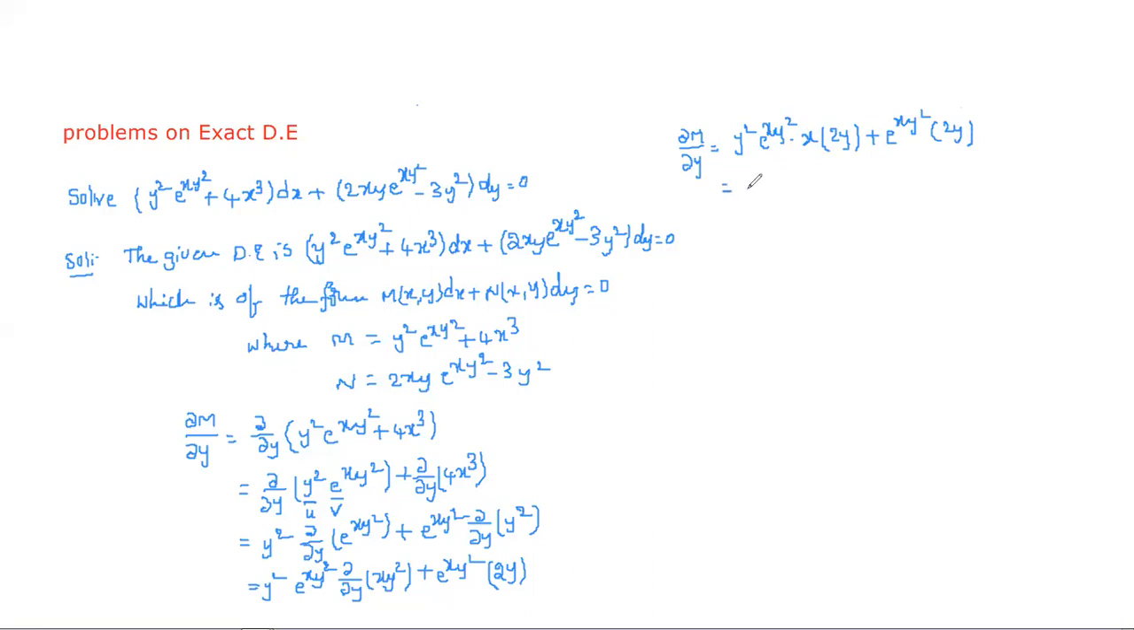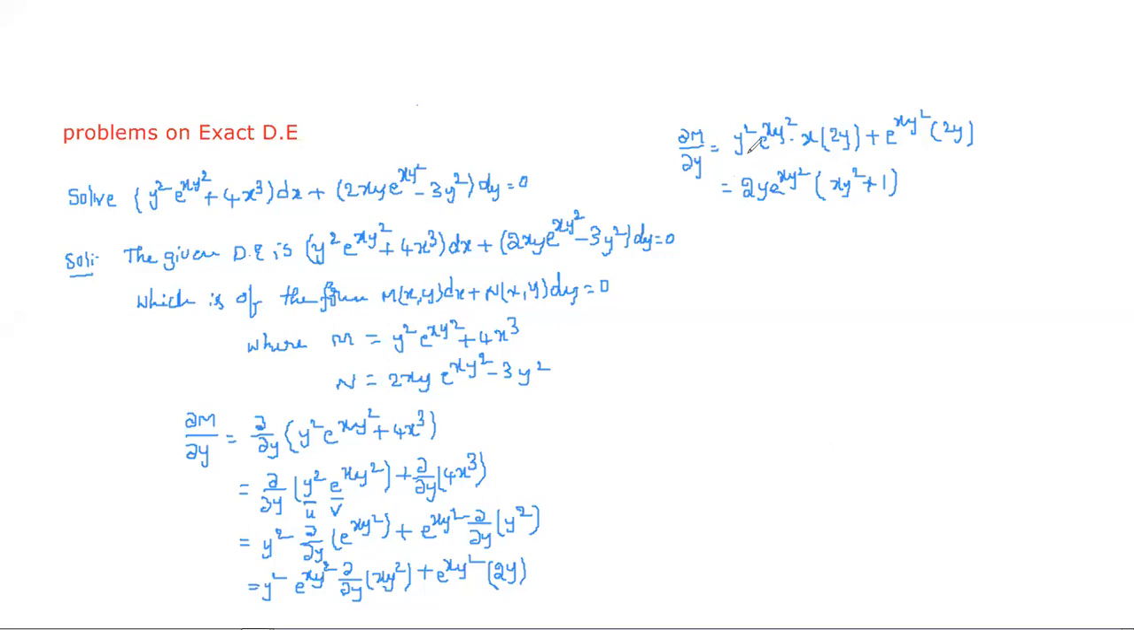In the total, which one is the common factor? 2y e^(xy²) is the common factor. If we take that as common, what about the remaining? It is xy² plus 1. So this is what we get when we apply the partial derivative with respect to y. So ∂M/∂y is completed.